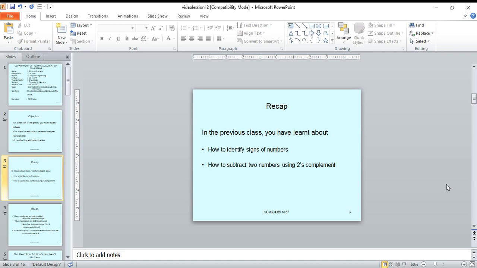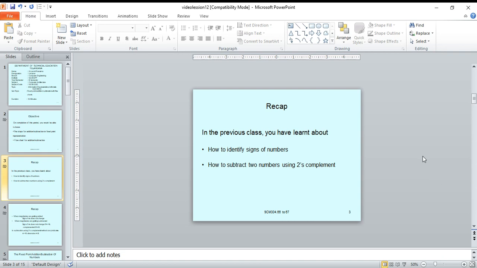First, you have to compare the signs of the two numbers. How can you compare the signs? By using the XOR operation. Comparing is nothing but checking whether both the signs are the same or not. By using the XOR operation, we can check whether both numbers have the same sign or different signs. That is the way to identify the signs of the numbers.